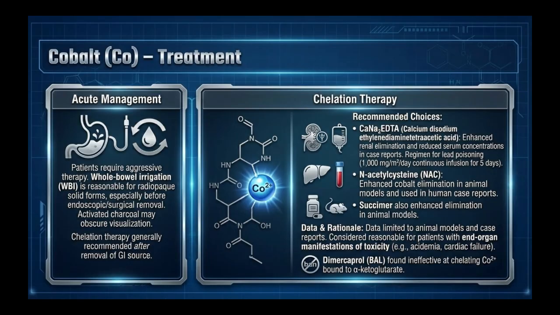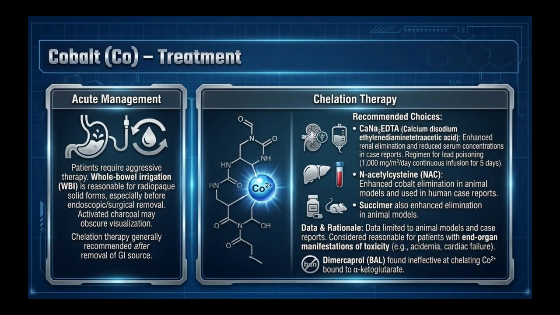In human cases, intravenous calcium disodium ethylenediaminetetraacetic acid has been shown to enhance renal cobalt elimination and reduce serum cobalt levels, such as in a child who ingested cobalt magnets. Both calcium disodium ethylenediaminetetraacetic acid and N-acetylcysteine have been used in cases of cobalt-related joint prosthetic disease, with mixed results in reducing cobalt levels and alleviating symptoms. Based on available human case reports, animal studies, and safety data, both are considered reasonable choices for chelation therapy.